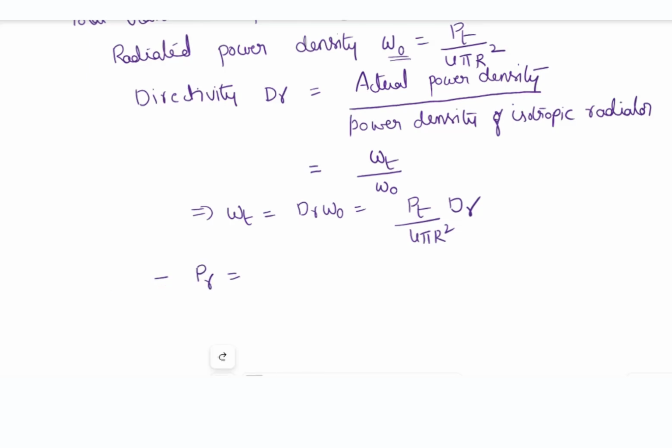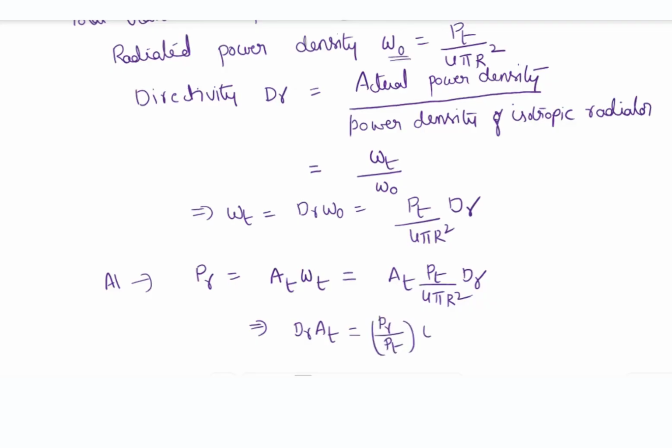Which is receiving the power? Antenna 1 is receiving the power. You have to remember, the power received by antenna 1 is its effective aperture times the transmitted power density. What is its effective aperture? AR. What is the power density? Transmitted power density is WT. So it is AR into PT by 4 pi R square into DR. It implies DR AR is equal to PR by PT into 4 pi R square.